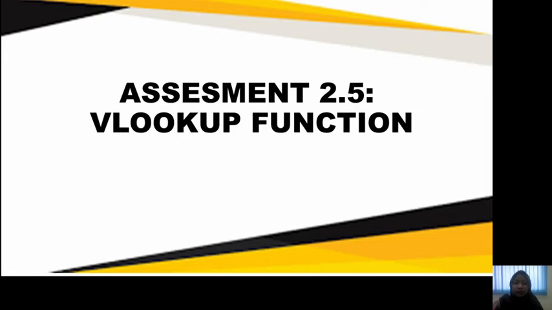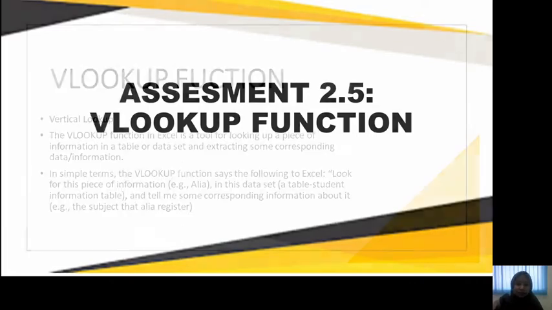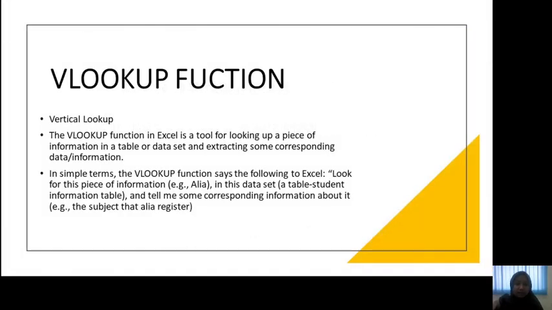The next assessment is about the VLOOKUP function. VLOOKUP stands for vertical lookup. Vertical lookup means our column, the column in the table. The VLOOKUP function in Excel is a tool for looking up a piece of information in a table or data set and extracting some corresponding data or information.